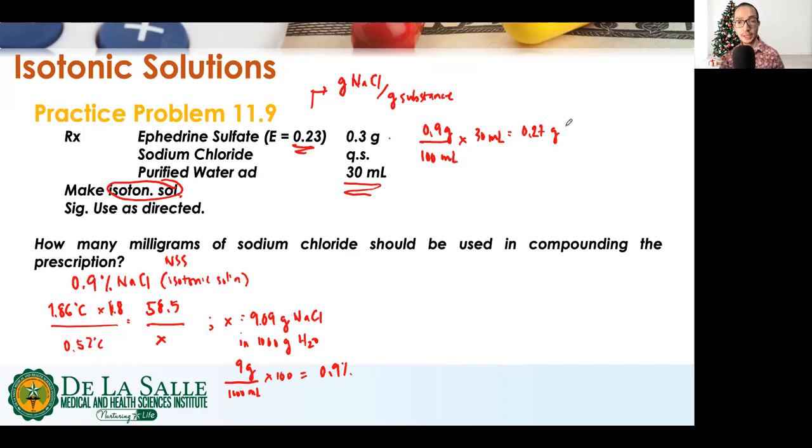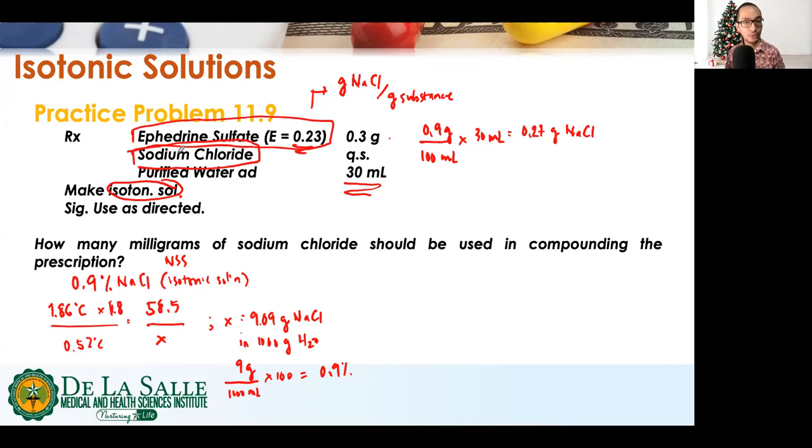So 0.27 gram of sodium chloride is needed to make an isotonic solution. However, our solution does not contain only sodium chloride. It also contains ephedrine sulfate. There is another substance that contributes to the tonicity of the solution. So we have to consider the contribution of that particular drug to the tonicity of the solution.